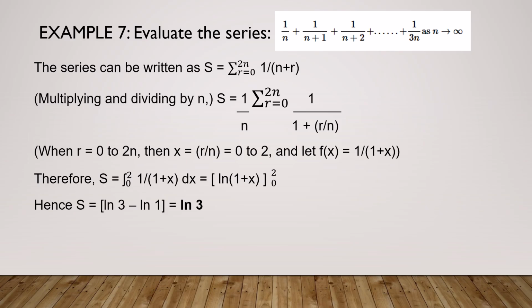So now our original series can be written as S is equal to the integral from 0 to 2 of 1 upon 1 plus x dx. Now you know this integral is ln, meaning log with base e, of 1 plus x within the limits 0 to 2. So first put the value of x as 2, then put the value of x as 0. So it is ln of 3 minus ln of 1, and ln of 1 is 0. So your answer to this series is ln of 3.